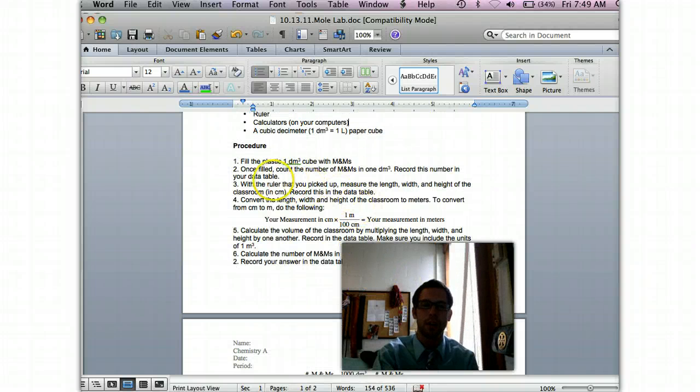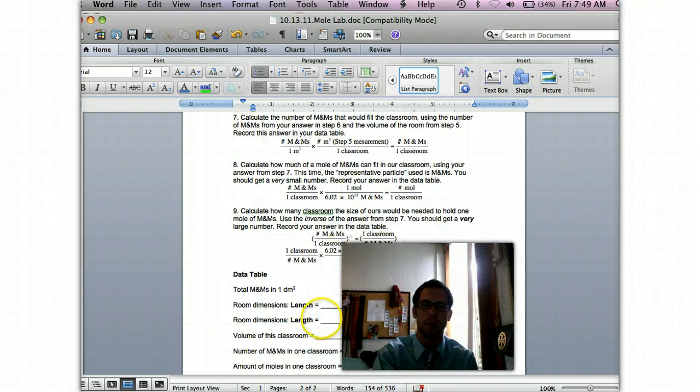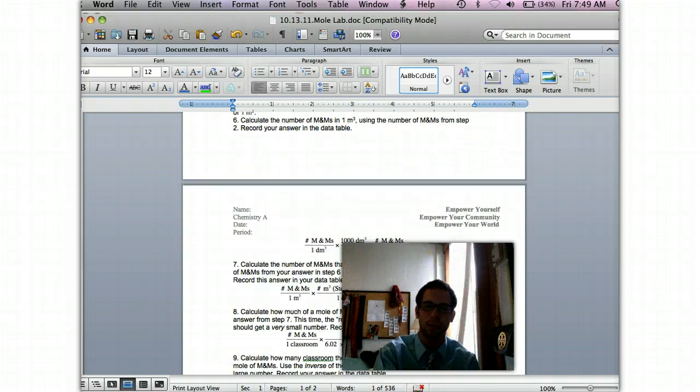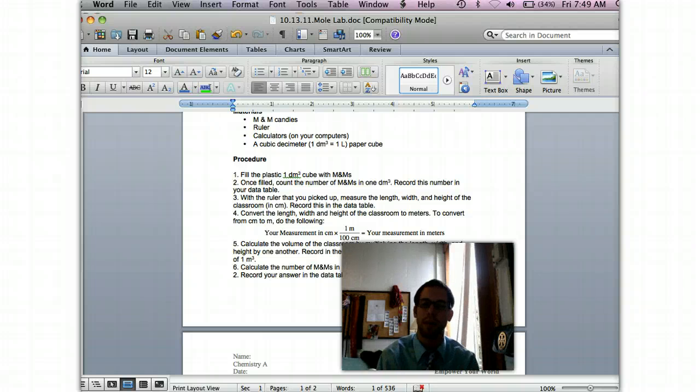Then, with the ruler you picked up, measure the length, width, and height of the classroom in centimeters. Record this in the data table. So you would record that right here in centimeters. Remember, we're doing it in centimeters, and on a ruler, there are 30 centimeters for every one ruler. So count the number of rulers, multiply it by 30.